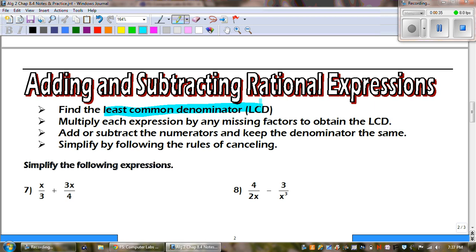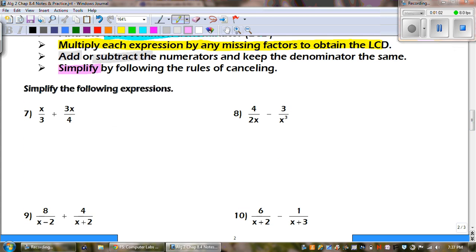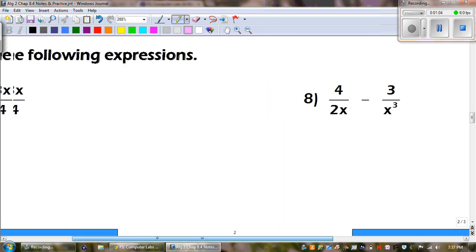So the next step is we would need to multiply each expression by any missing factors, add or subtract the numerators, and then simplify by following the rules of canceling. So the things we're going to be doing are: multiply each expression by the missing factors, pay attention to whether it's addition or subtraction, and then the last thing is to simplify. Okay, so let's go ahead and get started.